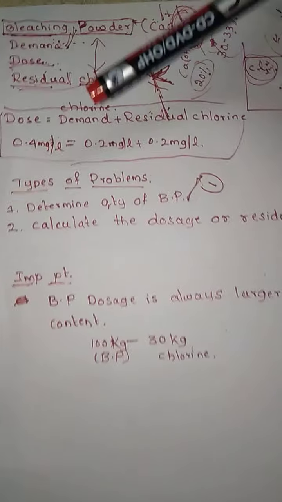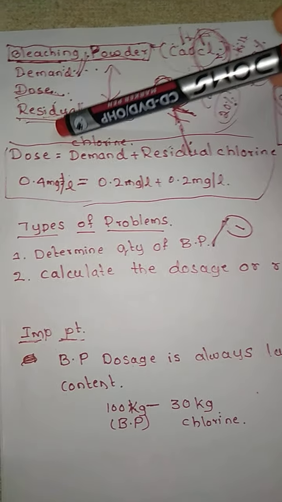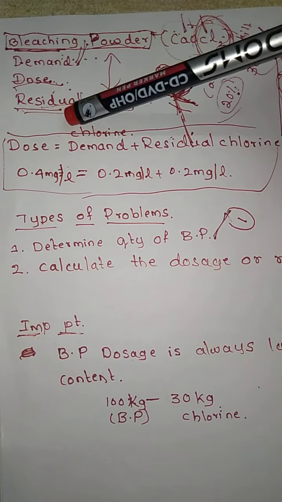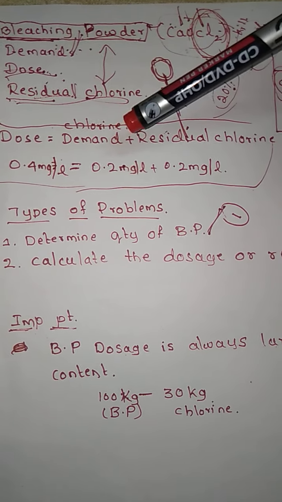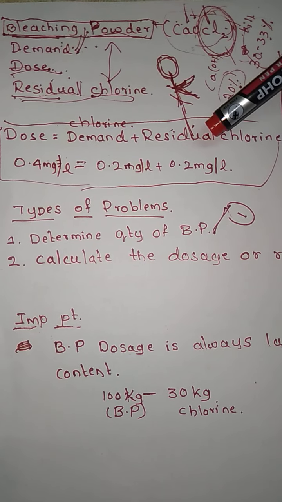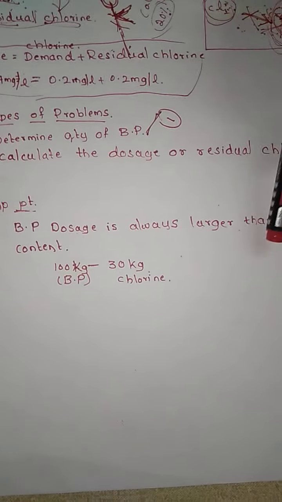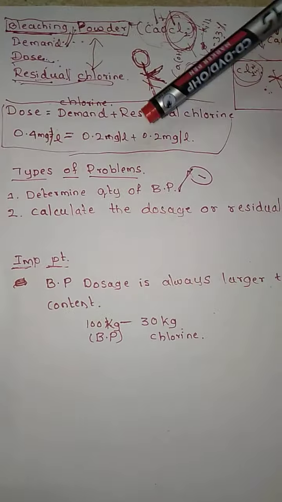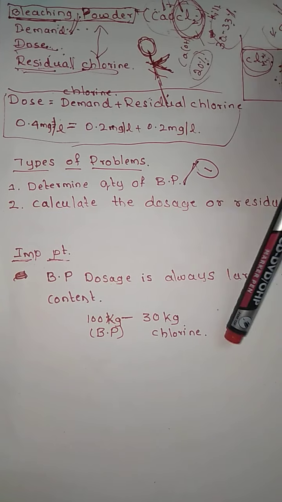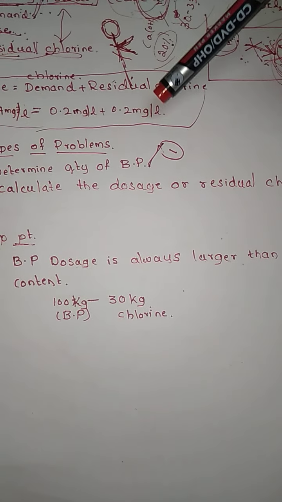And one more important aspect: the formula, dosage is equal to chlorine demand plus residual chlorine. This is very important when we are going to solve the problem. So please remember it. Right now we are going to solve the problems.